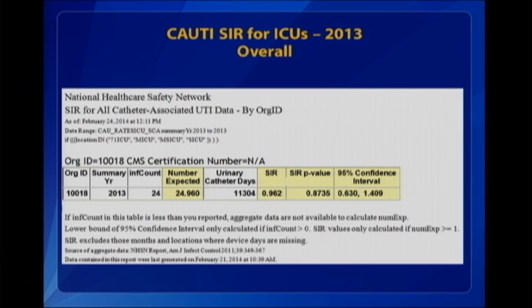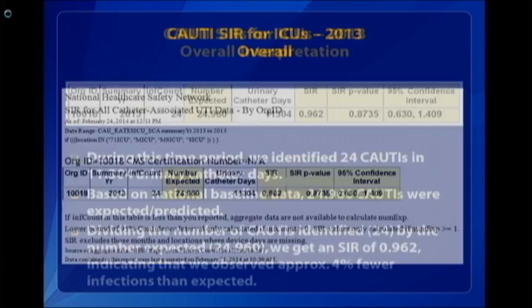So we get this question a lot about why isn't my SIR calculated? We're actually looking at the number expected here, the denominator. And also, of course, again, we have the source of aggregate data and the date that data sets were last generated. I just have to reiterate that because it's a common question that we get. So I think that'll help you a lot if you keep that in mind.